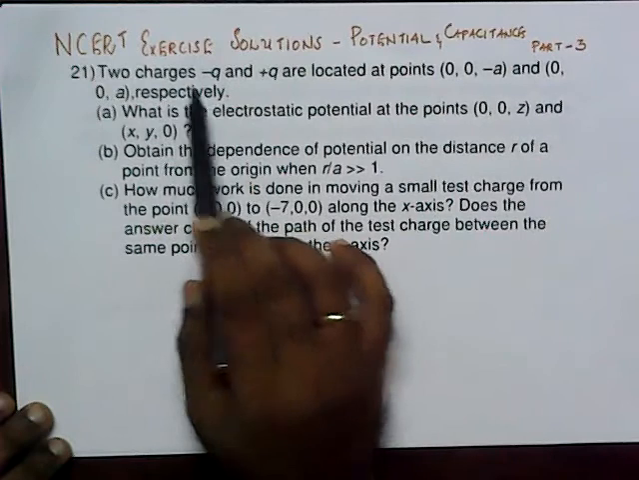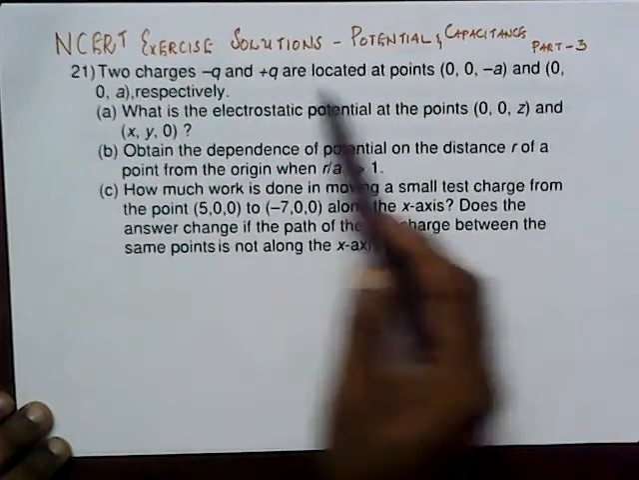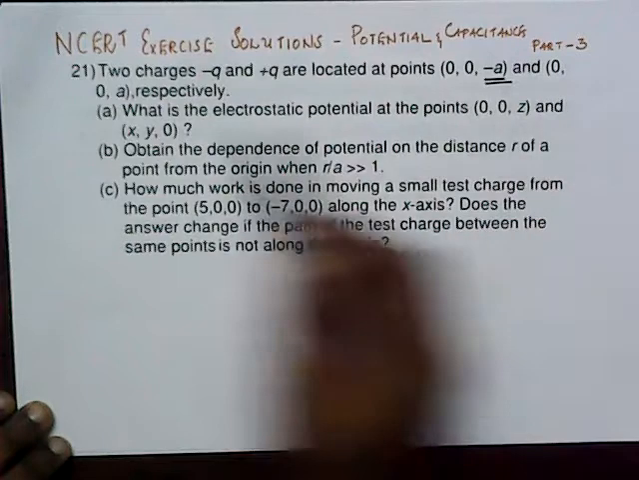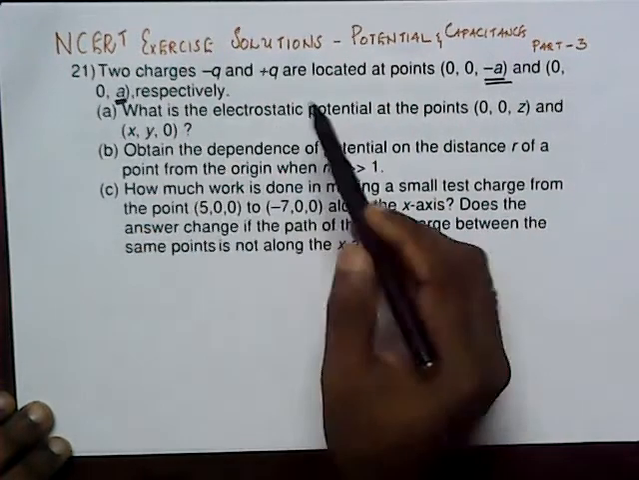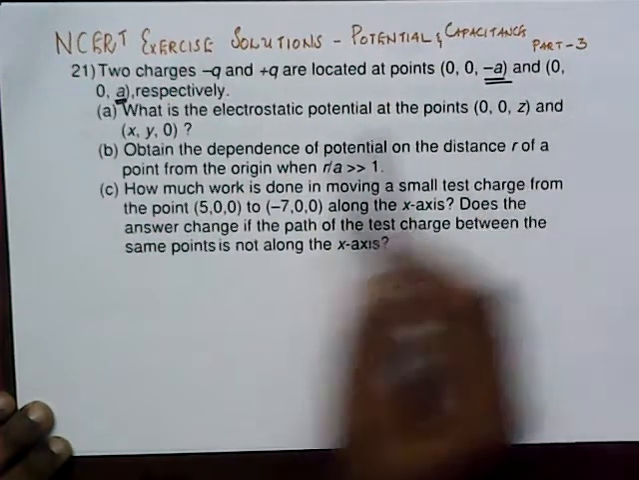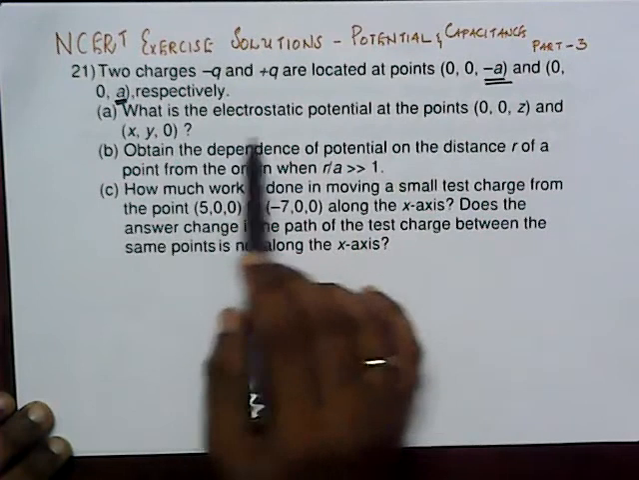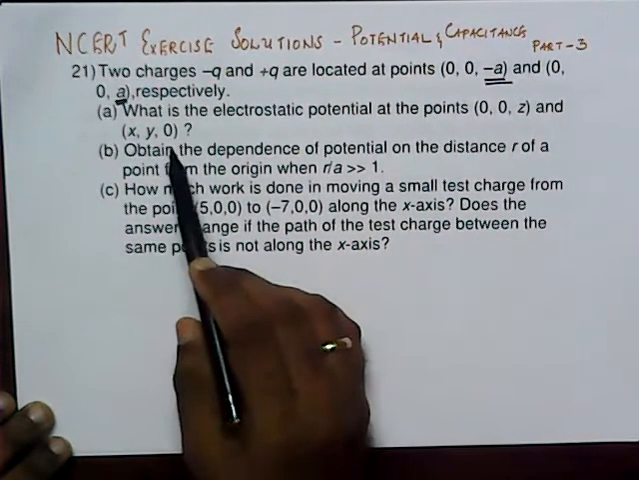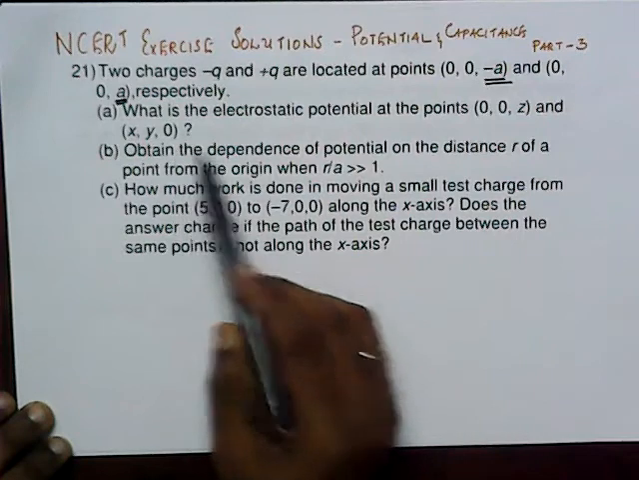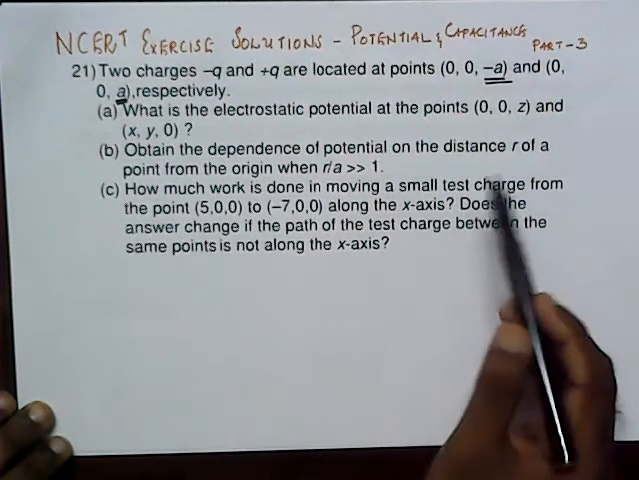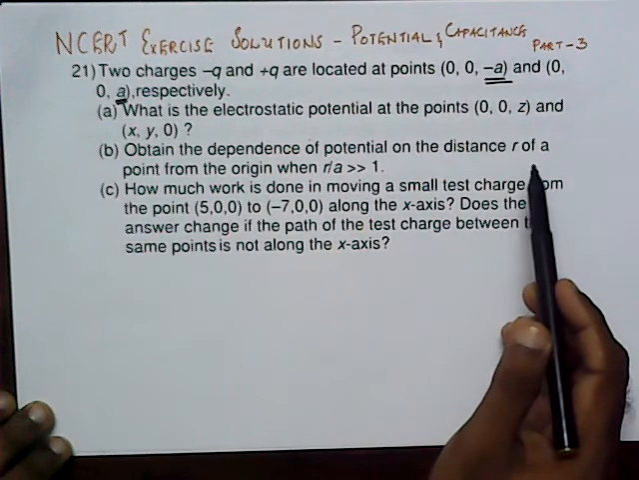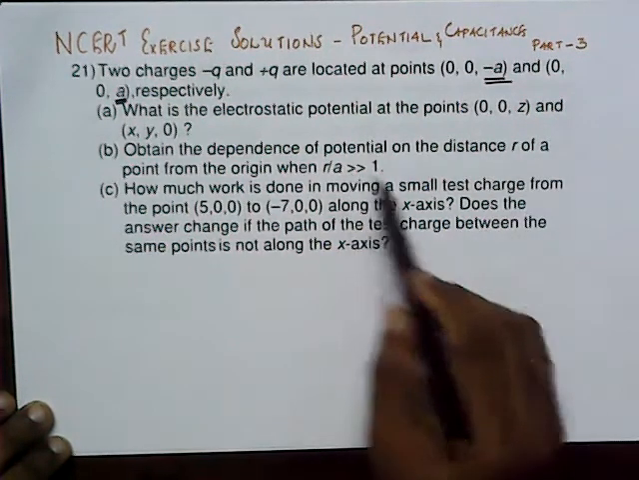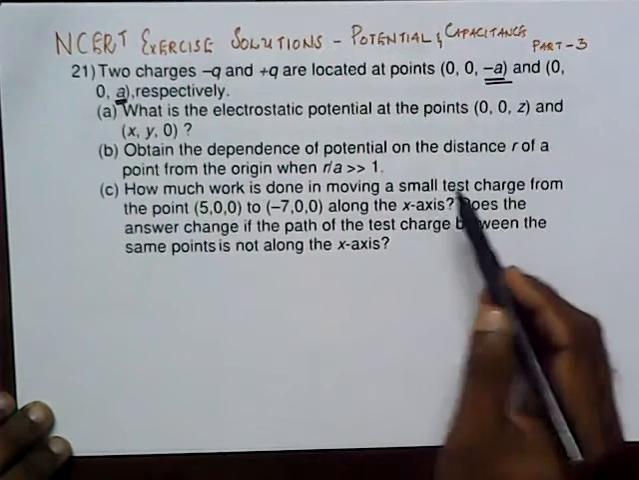Two charges minus Q and plus Q are located at the points (0, 0, -A) and (0, 0, A). So that is along the Z axis. Then what is the potential at the point (0, 0, Z) and at (X, Y, Z)? So the two points are given. Obtain the dependence of potential on the distance R of a point from the origin, where R by A is very much greater than 1.